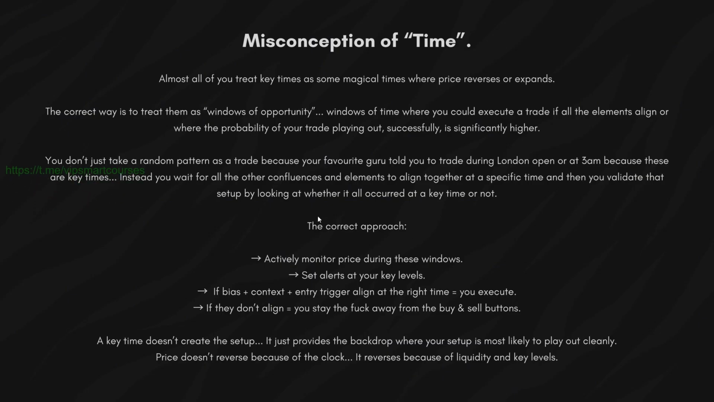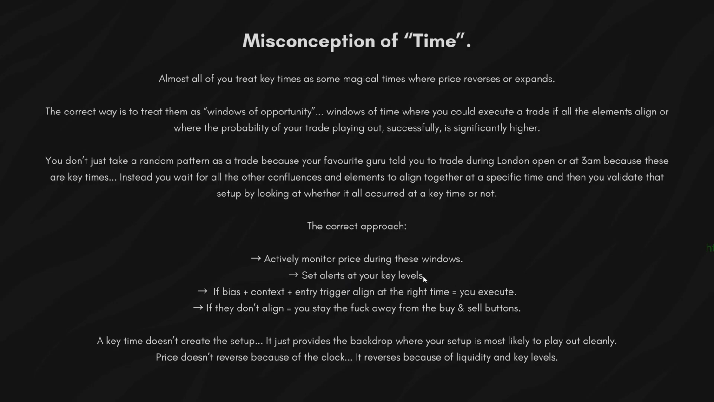The correct approach to key times is that you actively monitor during these windows of opportunity, or these key times. You set alerts at your key levels, and basically you wait for your bias, your context, and your entry model to align at the right time, one of these key times. And if that's the case, you execute.